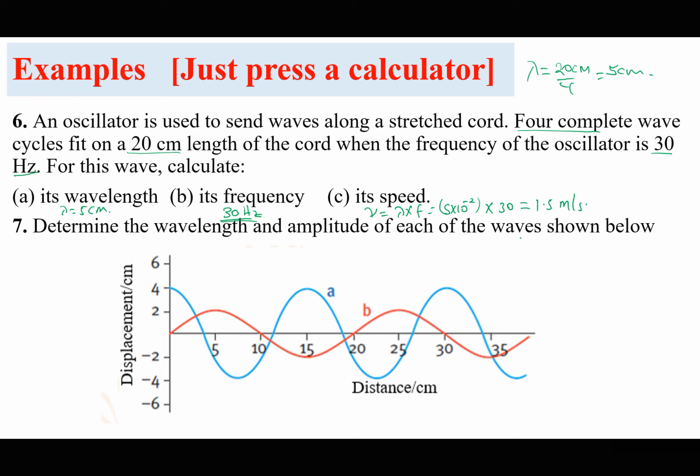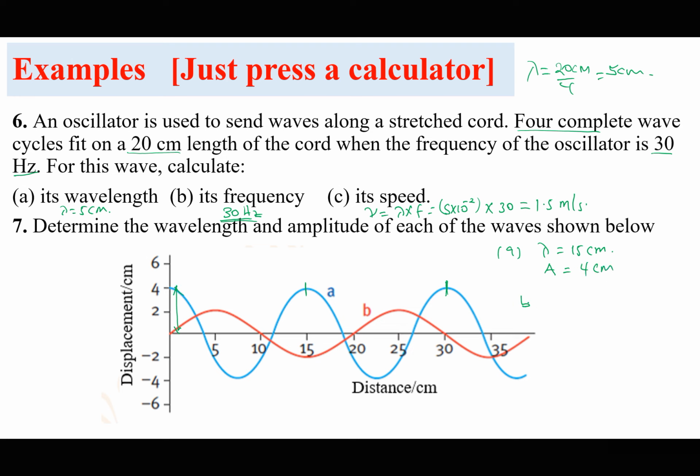So let me see wave A. Wave A is the one in blue. The wavelength is the distance between successive peaks, from 15 up to 30. That is one cycle, I think. So wavelength is equal to 30 minus 15, which is 15 centimeters. Then amplitude is the maximum displacement from equilibrium position, which is going to be 4 centimeters.